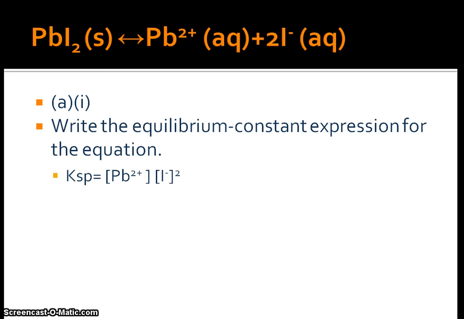A1. Write the equilibrium constant expression for the equation. First, you're going to say Ksp equals, and then you do the concentration of Pb2+ times the concentration of I- squared. And you don't include PbI2 in this because it's a solid, and in your equilibrium expression you only want to have aqueous ions or gases.